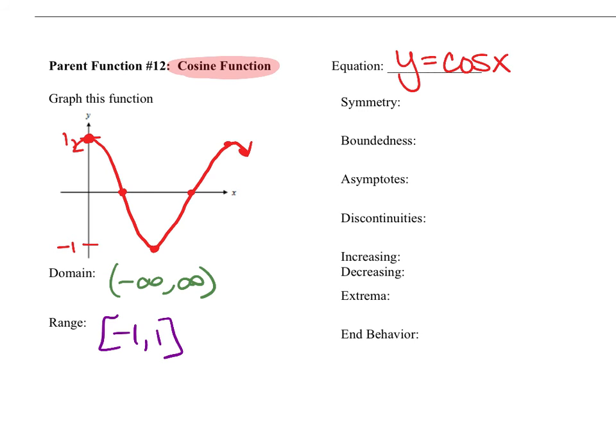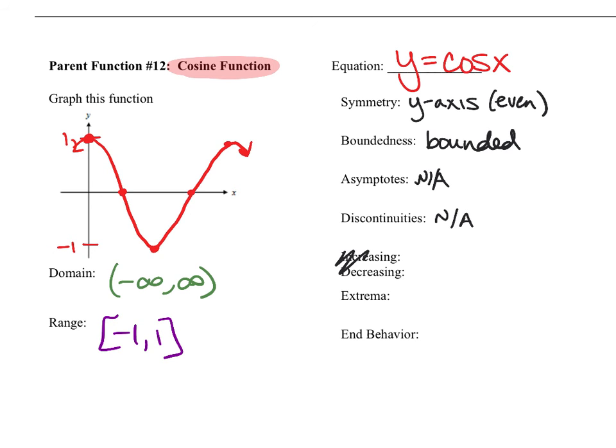This one is symmetrical about the y-axis. If I drew it nicer, it would actually look like an even function. You could fold it along the y-axis and it would land on top of each other. Again, check Desmos for that one. Just like sine, it is bounded. It does not have any asymptotes. It does not have any discontinuities.